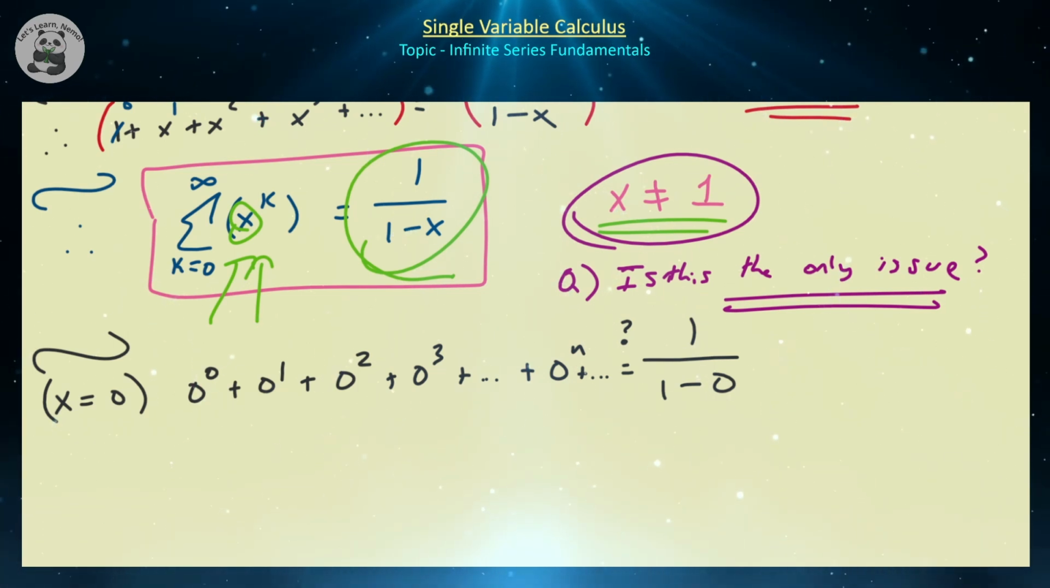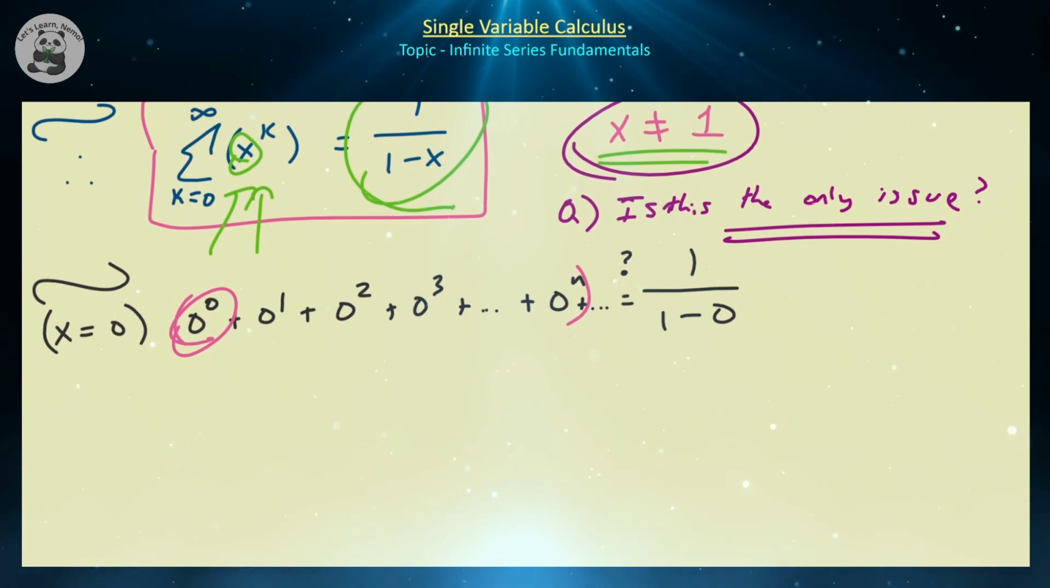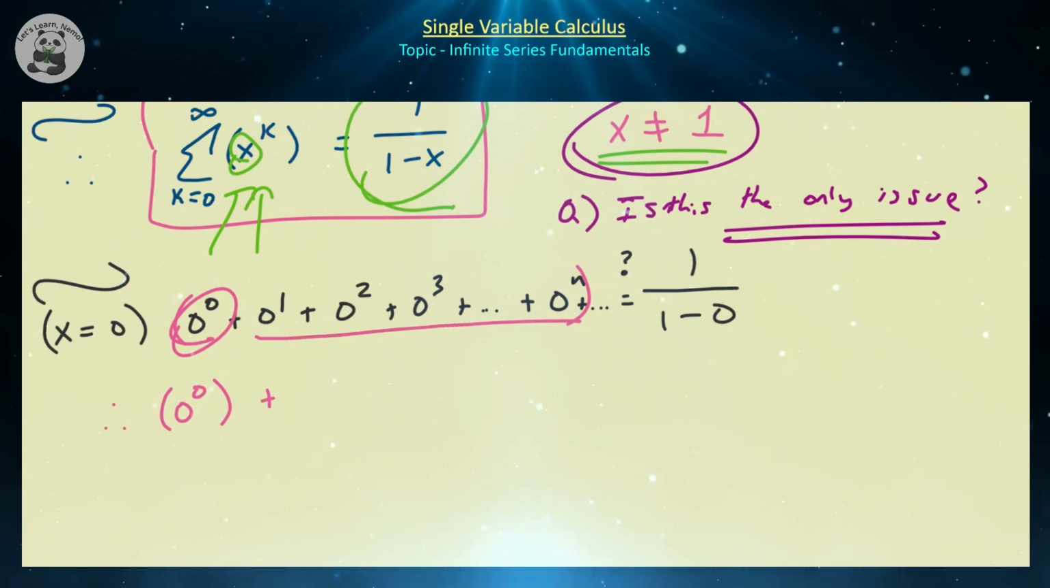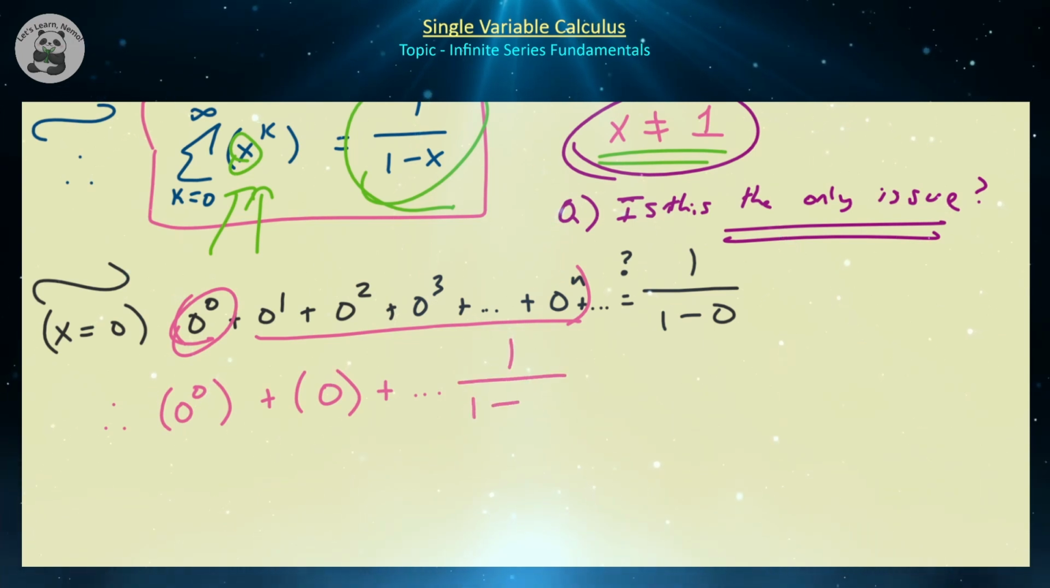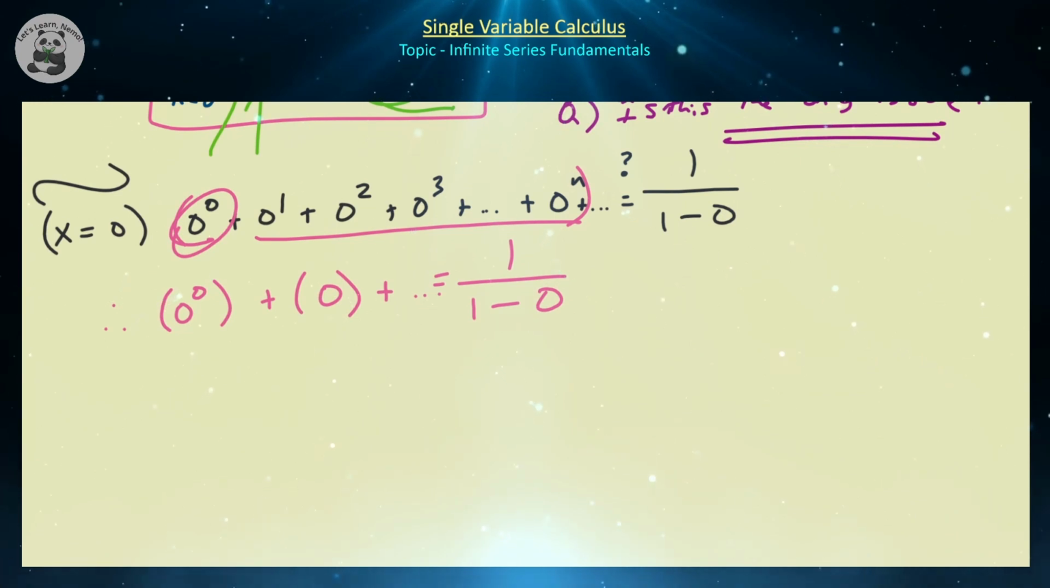So what is the partial sum of this particular expression? Well, 0 to the 0 is quite interesting, so I'm just going to leave that there for a moment. So that's just going to be equal to 0 to the 0, whatever that is, plus all these things are just going to be equal to 0, plus all the way out, right? So this is the partial sum, and my claim is that that's going to be equal to 1 over 1 minus 0, right?